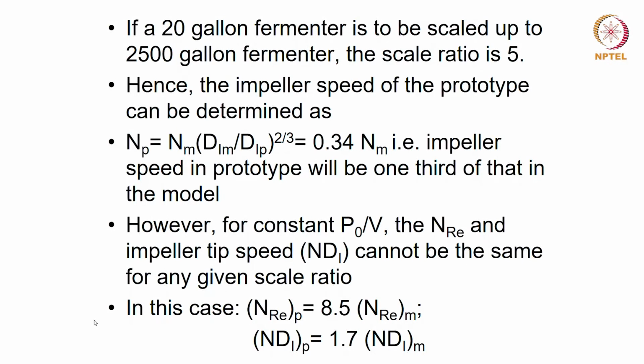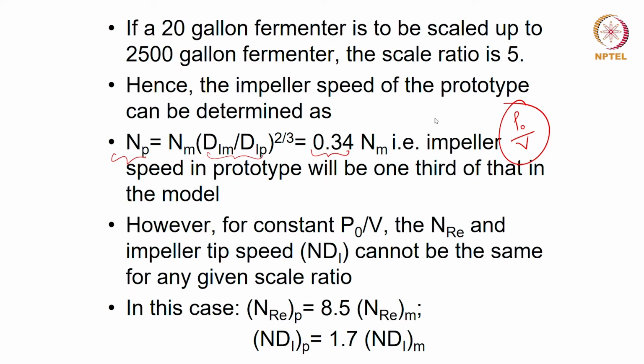Let's take an example. If a 20-gallon fermenter is to be scaled up to a 2500-gallon fermenter, then we know the scale ratio would be 5. The impeller speed of the prototype then can be determined. If P by V is the scale-up criteria, then we know now the diameter ratios can be given as 1 by 5. So therefore, your impeller speed at the prototype will become 0.34 times the impeller speed at the model type to keep your power per unit volume constant at the two levels. So if you notice, the impeller speed in the prototype will be 1/3 of that in the model.